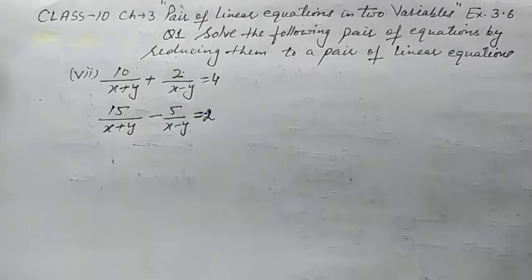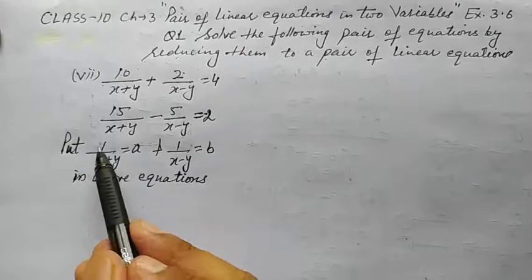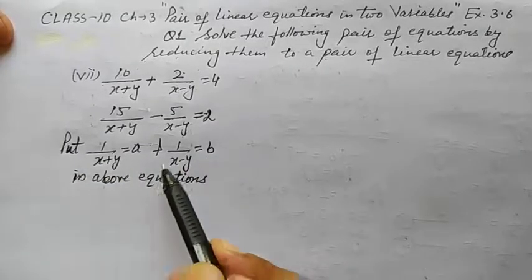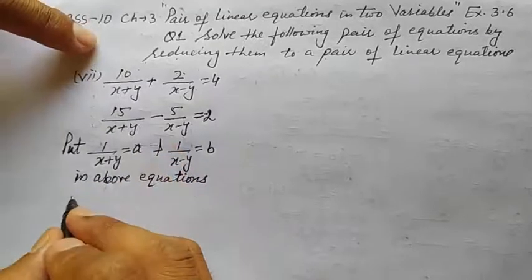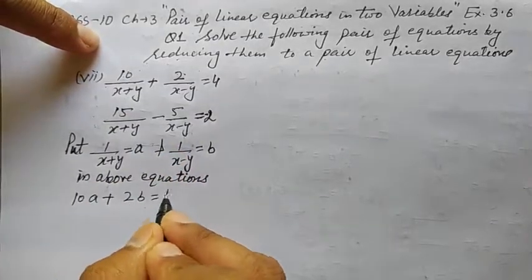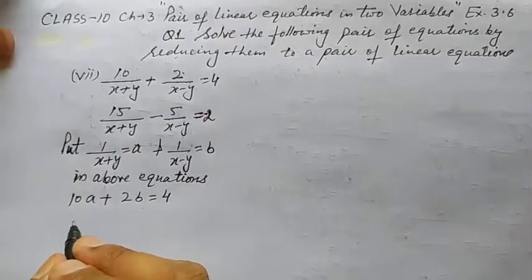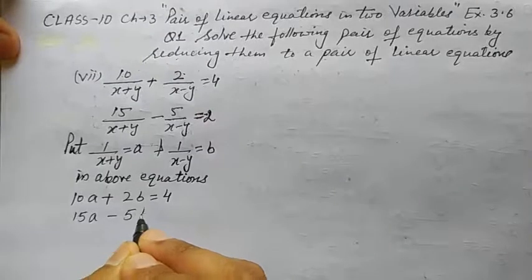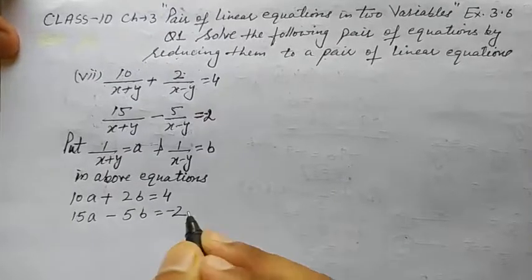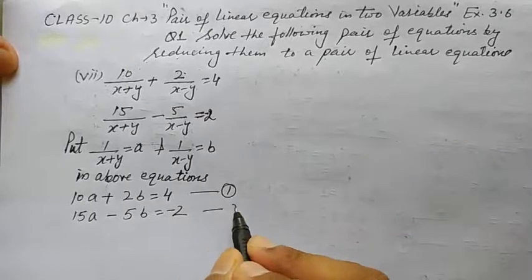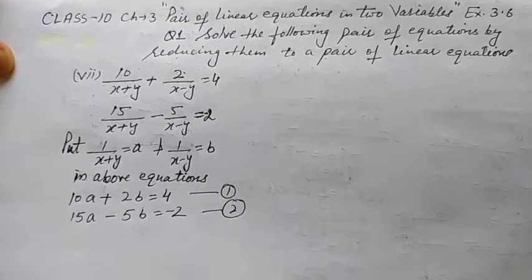So we'll write here: put 1 over x plus y as a, 1 over x minus y as b in the above equations. So it becomes 10a plus 2b is equal to 4, and the second equation becomes 15a minus 5b is equal to minus 2. Now we will solve these two equations, equation 1 and equation 2, with the elimination method.